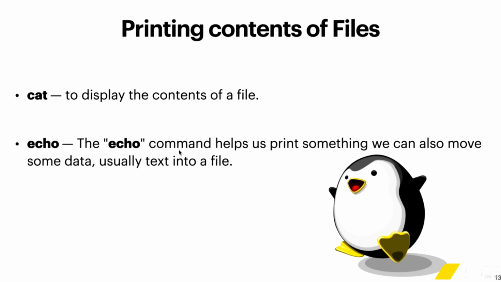So now let's look at how we can see the contents of a file and how we can print something or push data inside a document. So we use cat command to display out all the contents of a file, and we use echo. By this command we can actually print out stuff, and we can also push data inside a file. So we will have a look how we can do that.